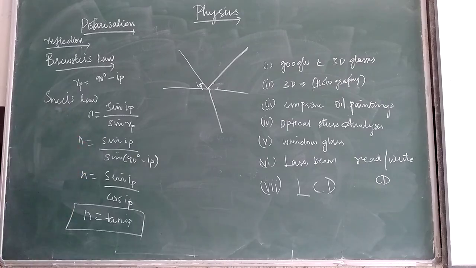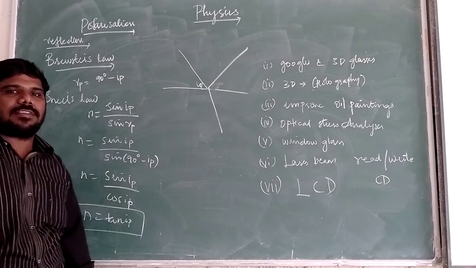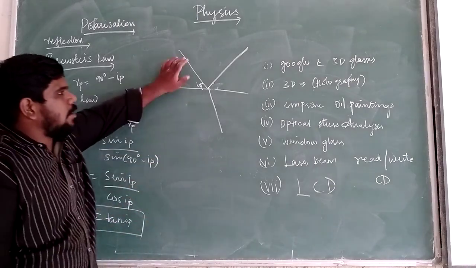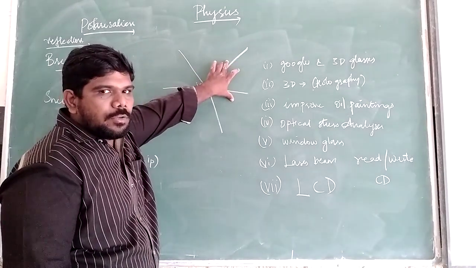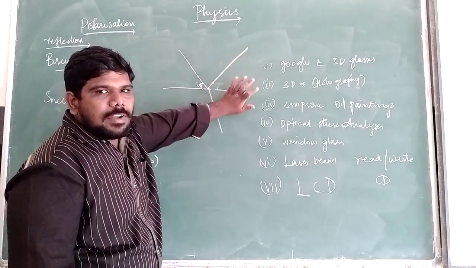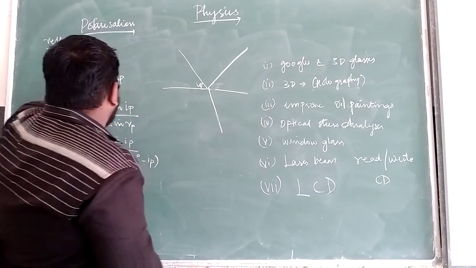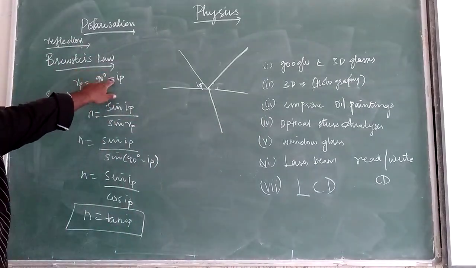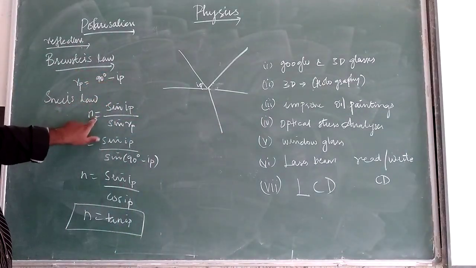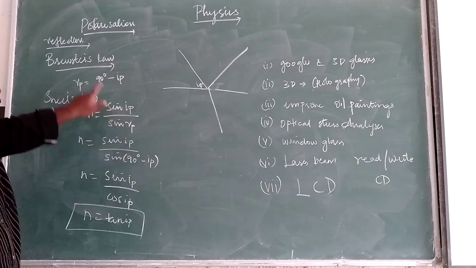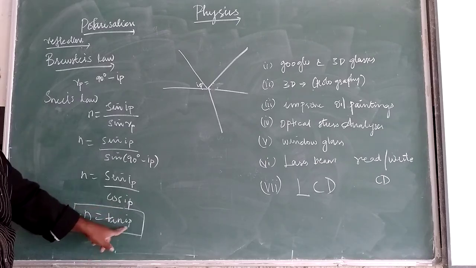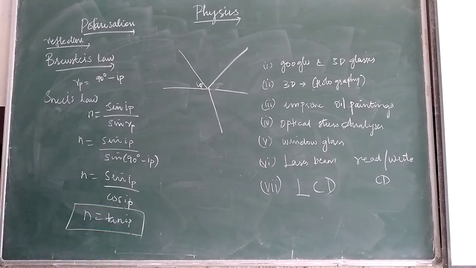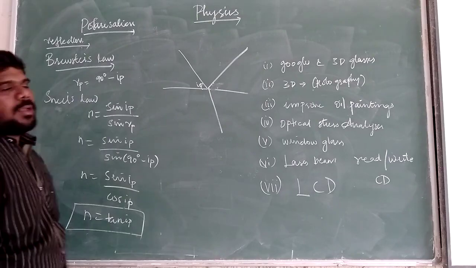David Brewster found the relation between the polarizing angle and the reflected and refracted rays being perpendicular to each other. When a ray of light is incident at the polarizing angle, the reflected and refracted rays are perpendicular to each other. So the refraction angle RP is equal to 90 degrees minus IP. We know Snell's law: n is equal to sine IP by sine RP. Substituting 90 degrees minus IP, sine becomes cos, giving tan IP. So the tangent of the polarizing angle is numerically equal to the refractive index of the medium.